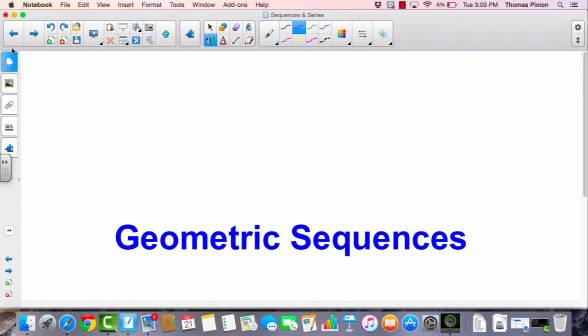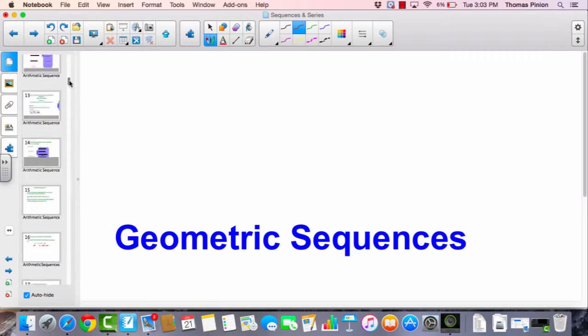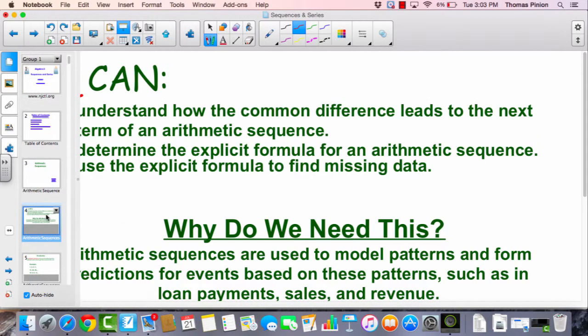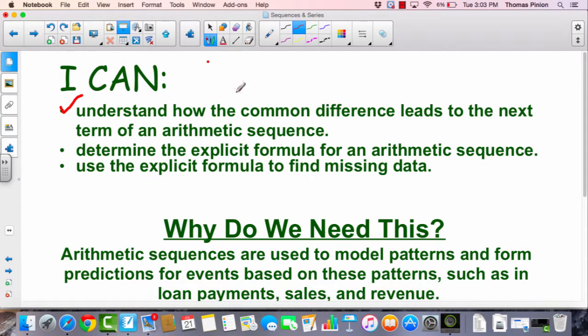Now, let's go back and review real quick our I can statements. Okay? Hopefully by now, after tonight's video, you have learned how to determine the explicit formula for an arithmetic sequence. And also, you have learned to use that explicit formula to find missing data. Now, remember, all of this is important because of the reasons shown below. And there are many more real-world examples that we're going to look at in class tomorrow after you watch this video.